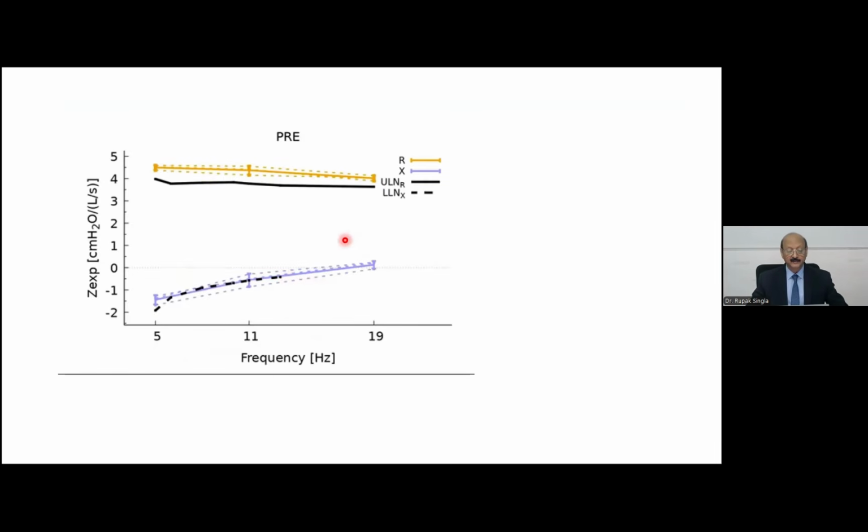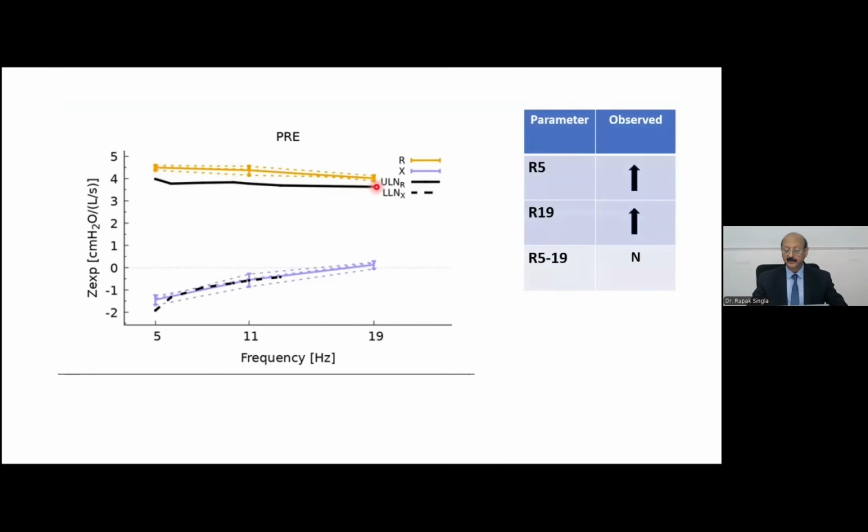Now let us have a look at this. So this is the upper limit of normal, the black line, but now you find resistance at 5 Hz and resistance at 19 Hz, both are increased. And also the difference between R5 and R19 is normal. So this is the observation in this. Now we look at the reactance. You find reactance is just overlying the normal values, that is over the black line. So that means all the three values, that is X5, the F this frequency, and the area of reactance, are within the normal limits.